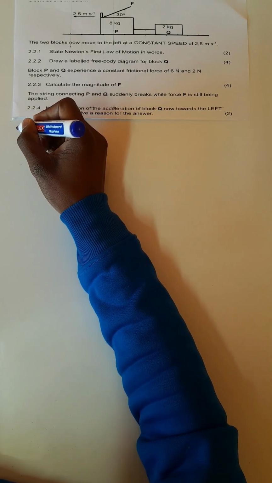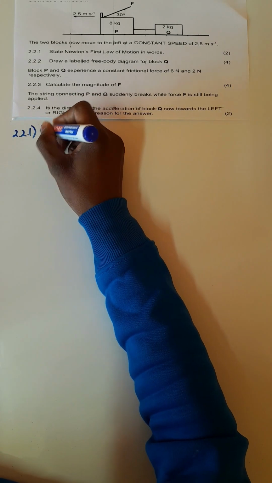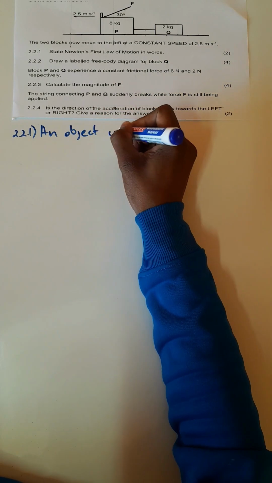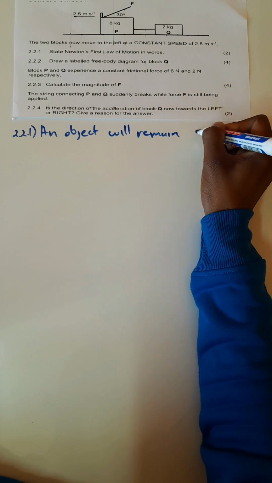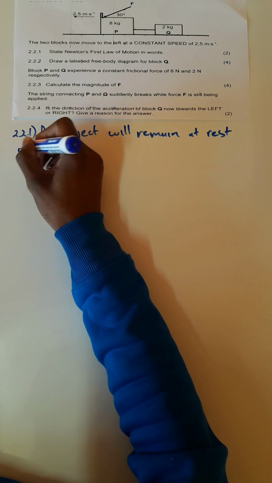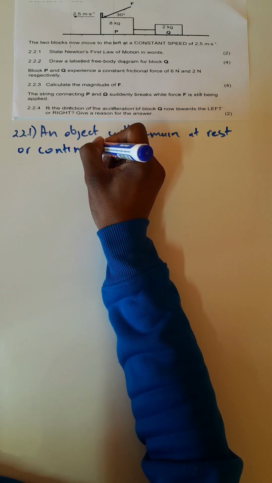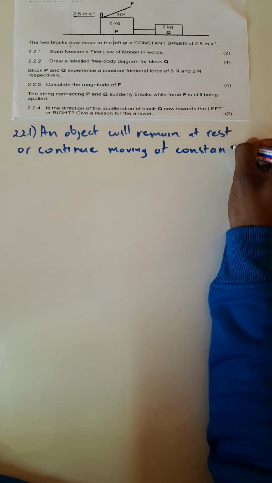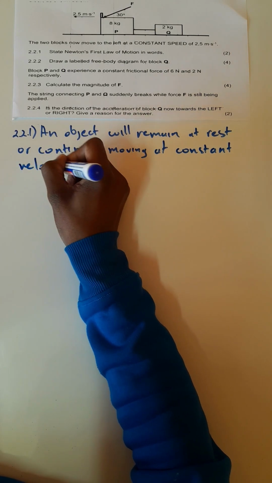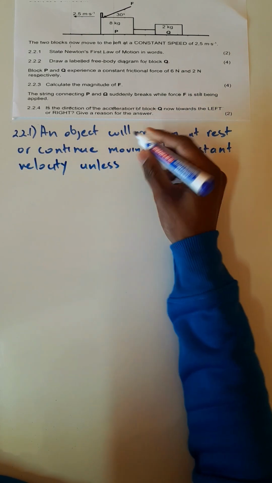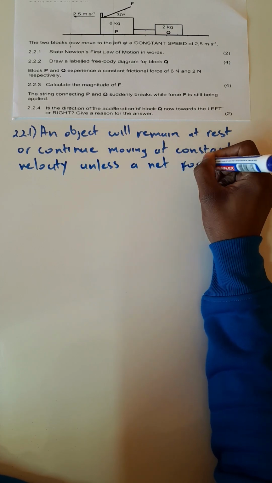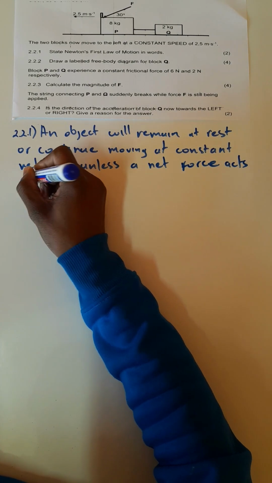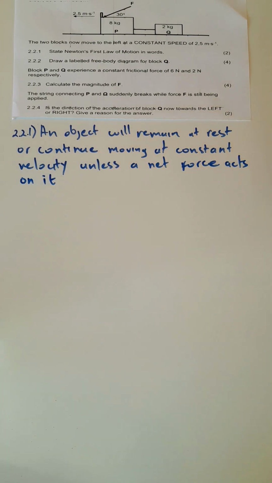2.2.1 says state Newton's first law of motion in words. Newton's first law states that an object will remain at rest, or it will continue moving at a constant velocity, like we have up here, unless a net force acts on it. An object will remain at rest or continue moving at constant velocity unless a net force acts on it. If you got that one, 2 marks for that there.